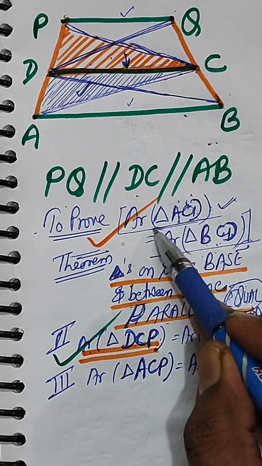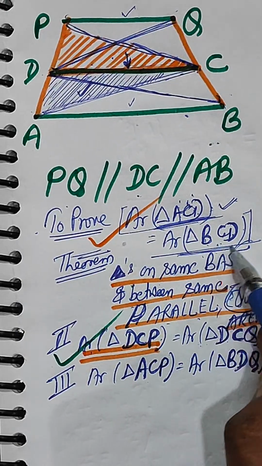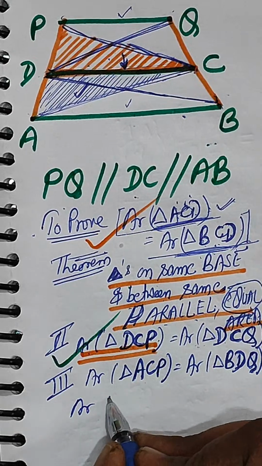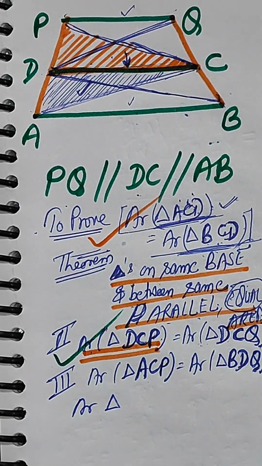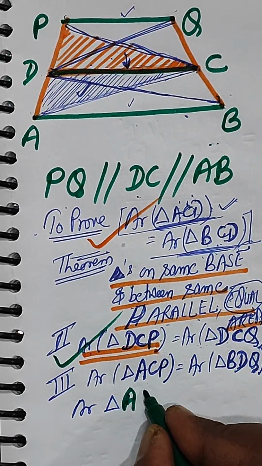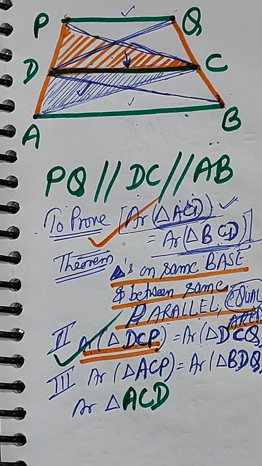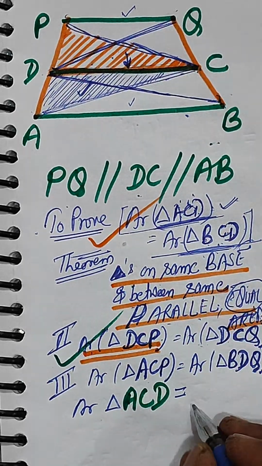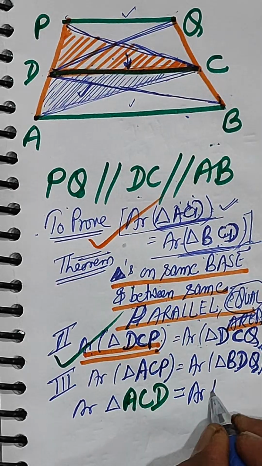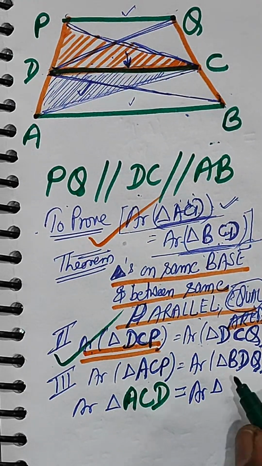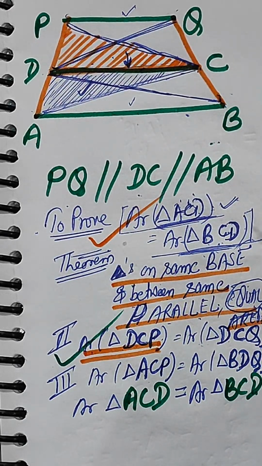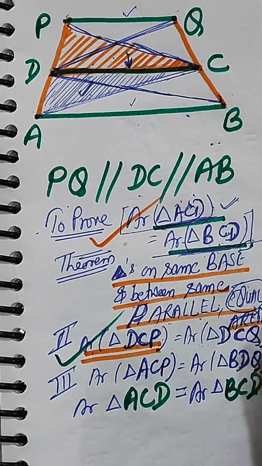What we have proved is that area of triangle ACD is equal to area of triangle BCD. Let me write area of triangle ACD is already proven as equal to area of triangle BCD. This we have already proved, this part, right?